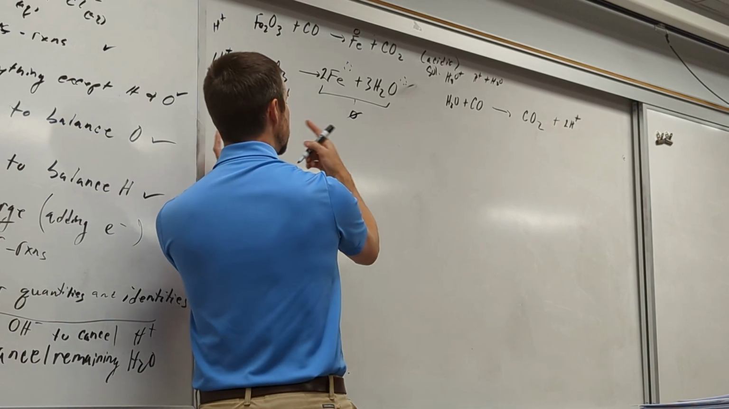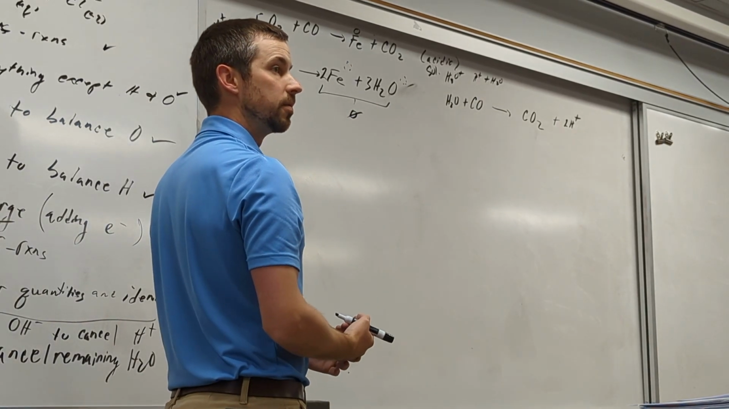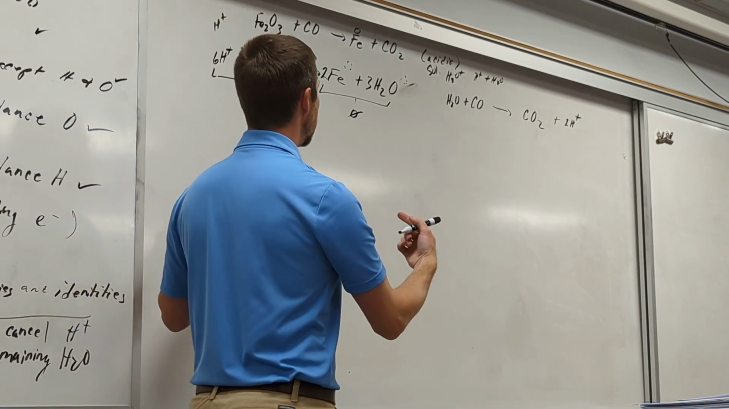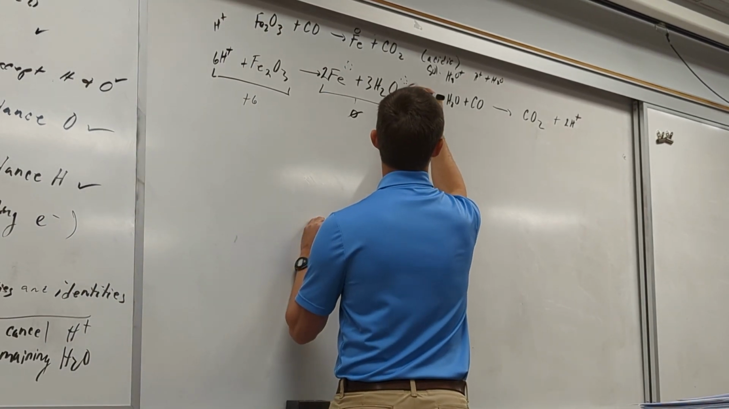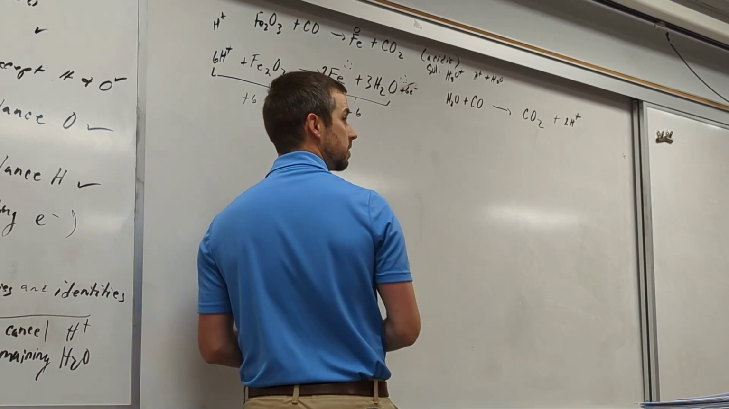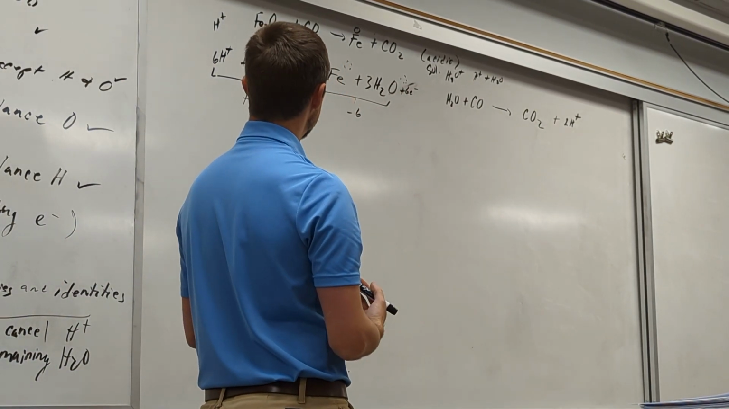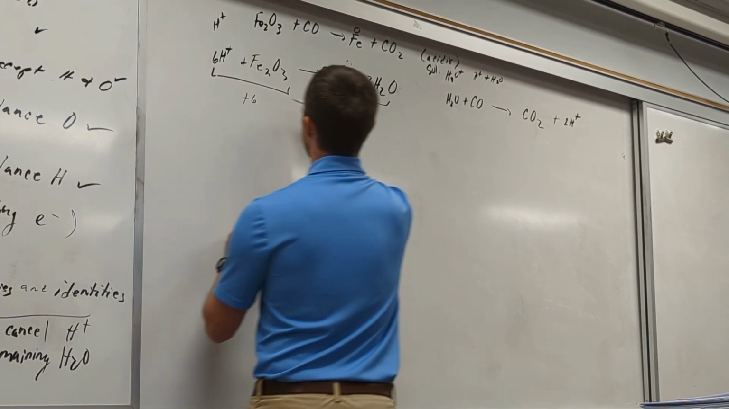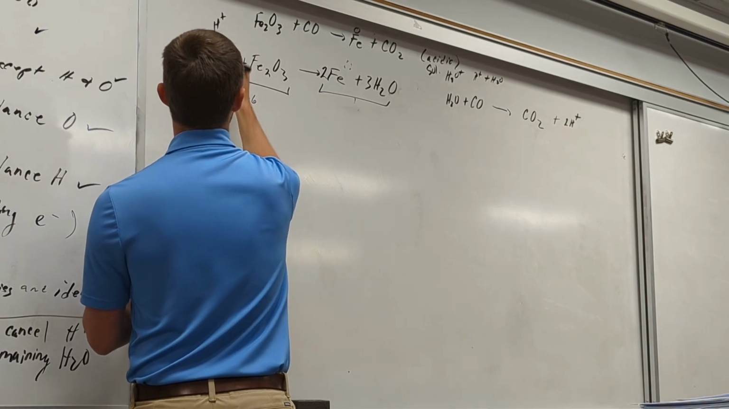So we need to make these 2 sides charge equivalent. To do that, we have to introduce electrons. If I introduce, don't write this down, if I introduce electrons here, my charge goes to -6. So that's not good. So we need to take away 6 electrons. We need to add 6 electrons over here.